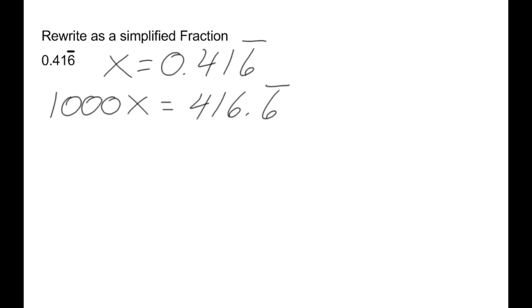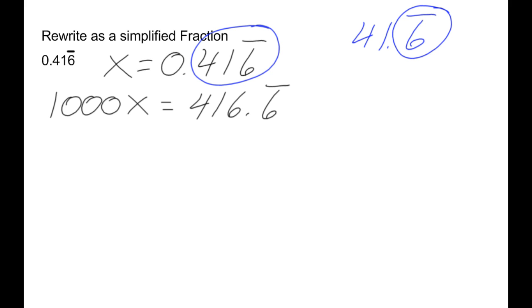416.6 repeating. What am I going to do so that I can multiply the 0.416 by so that I get just the 6 repeating? So what I want, if I look at this number, I want 41.6 repeating. That way my 0.6 repeatings will go away. Well, to get 41.6, I must multiply by 100. So I'm going to use 100x is equal to 41.6 with a bar over it.